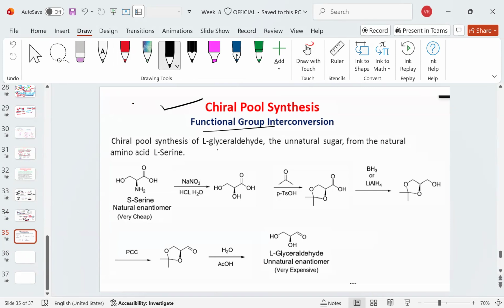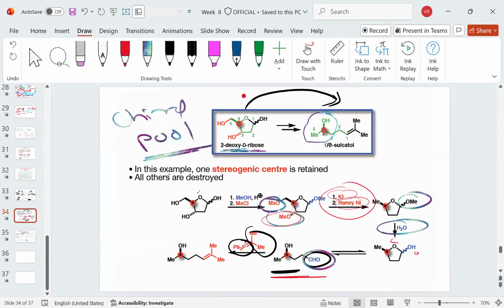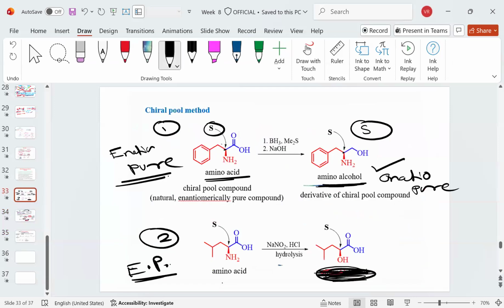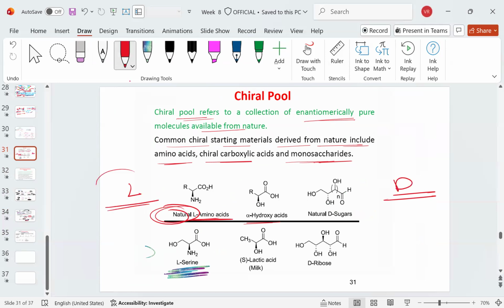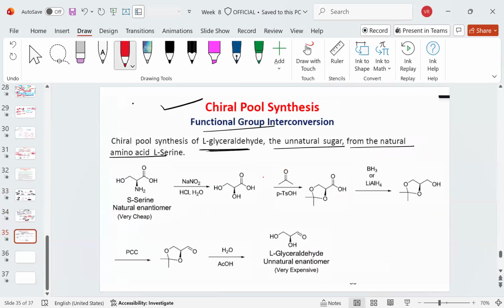So this is the synthesis of L-glyceraldehyde, the unnatural sugar, from the amino acid L-serine. As I also mentioned earlier, the natural amino acids are present in the L form. However, the sugars present are in the D form. That's what I want to highlight here. Now move to our example.